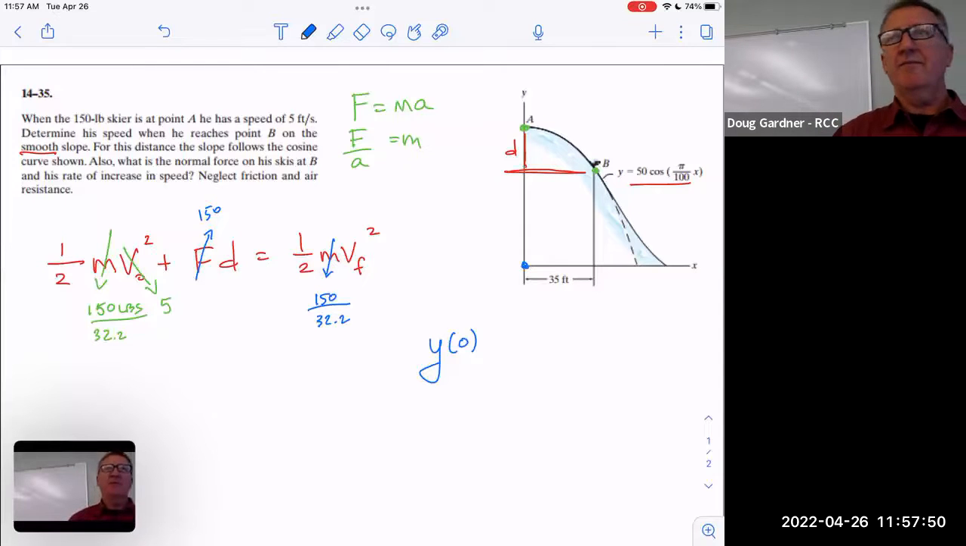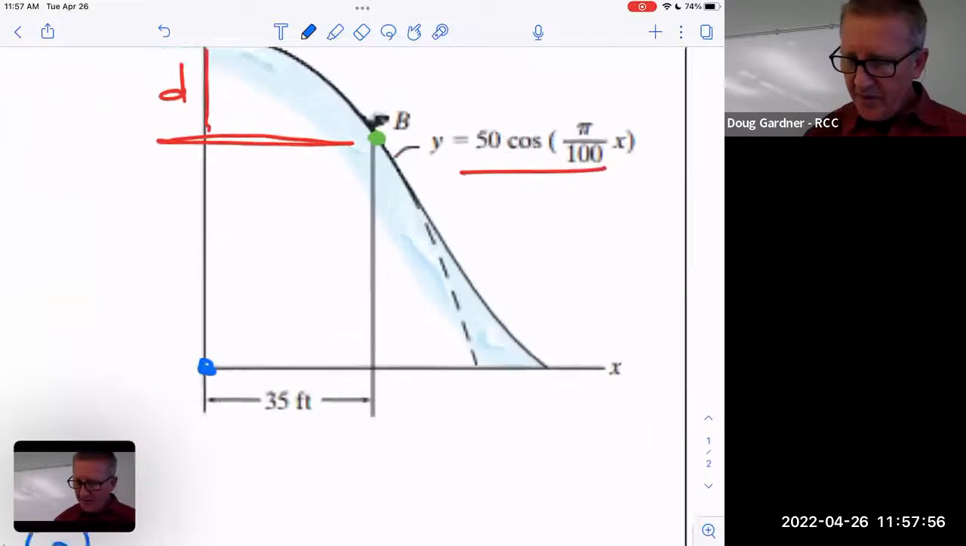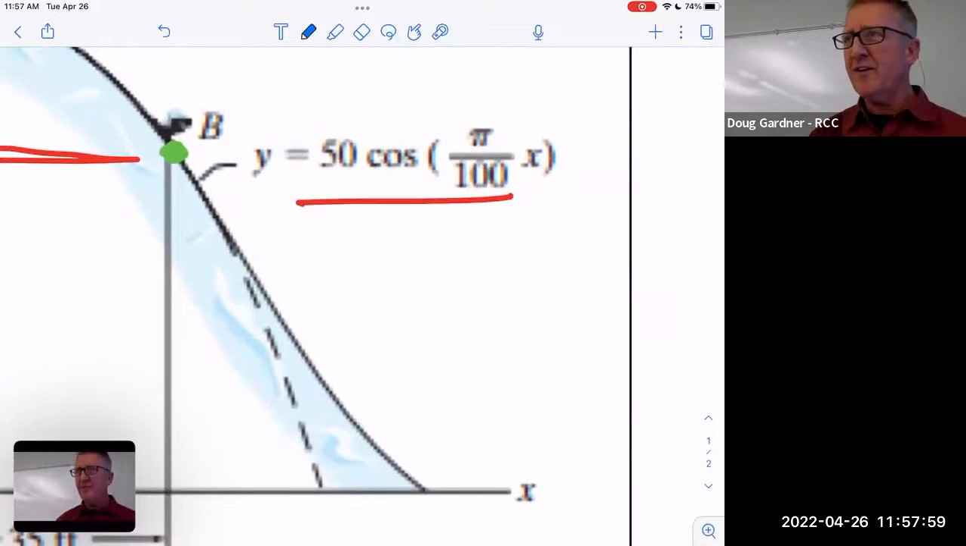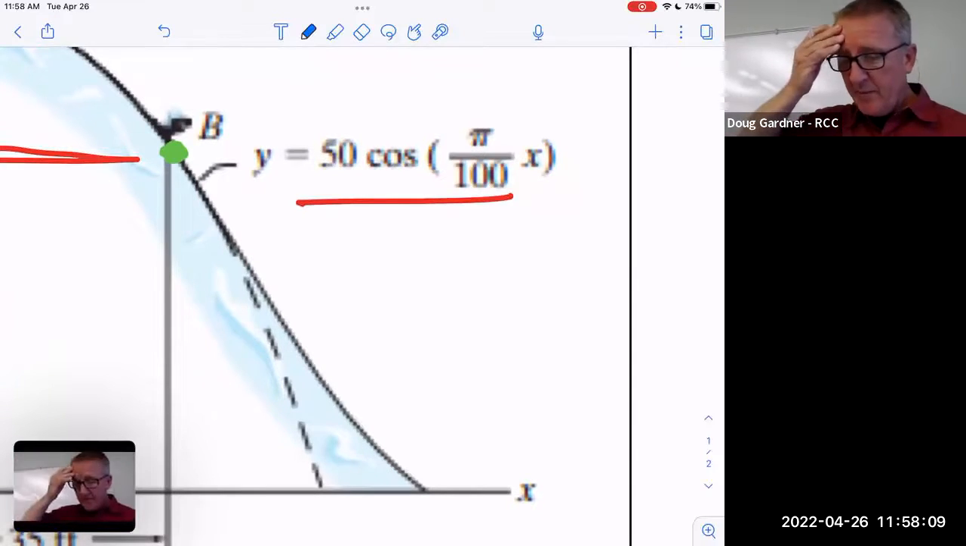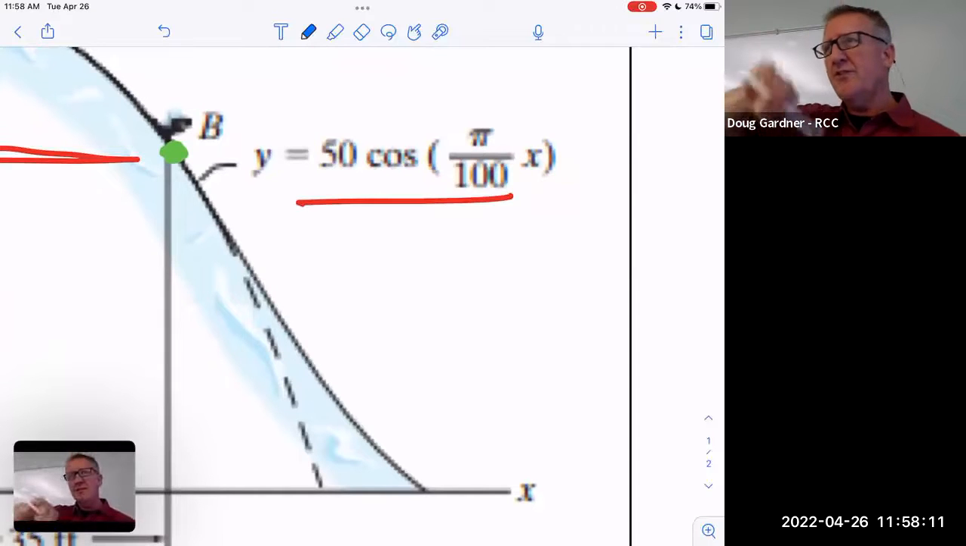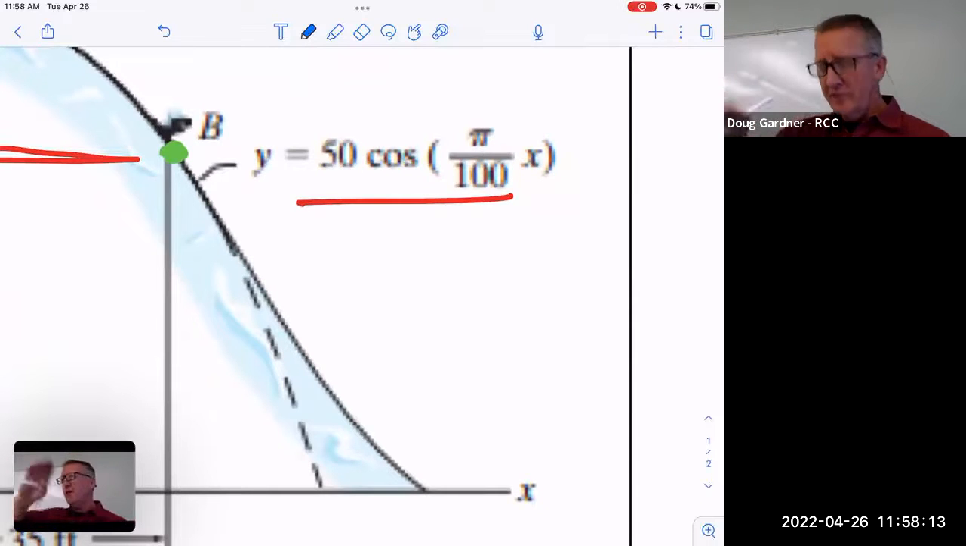Little partial review of Math 112, but you might remember that the number in front of cosine right there has an effect on the way the cosine wave works. And the number in front of x also has an effect. The number in front, 50, is actually the amplitude. That's how tall the wave would be. And then the pi over 100 actually changes the period. In other words, how long does it take to repeat itself?